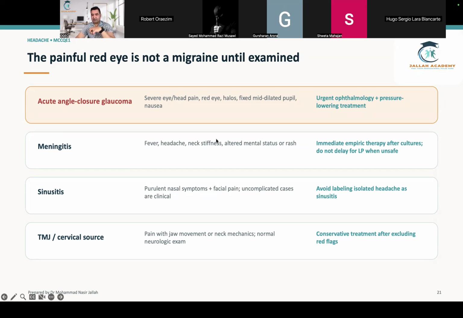Meningitis: fever, headache, neck stiffness, altered mental status. Sometimes you may have rash for the Neisseria. Immediate empiric treatment after culture. Do not delay for the lumbar puncture when unsafe. So we start the antibiotic. We take the culture. We do not wait for the result. We start the antibiotic. Sinusitis: purulent nasal symptoms, facial pain, uncomplicated cases, or clinical. Avoid labeling isolated headache as a sinusitis. TMJ, cervical sources: pain with the jaw movement or neck, mechanical, normal neurological examination, conservative treatment after excluding the red flags.